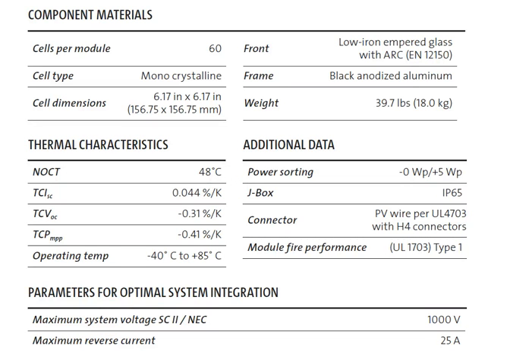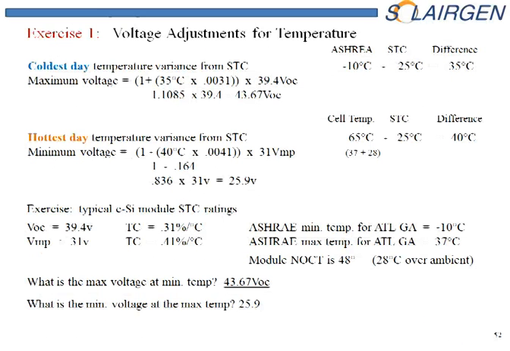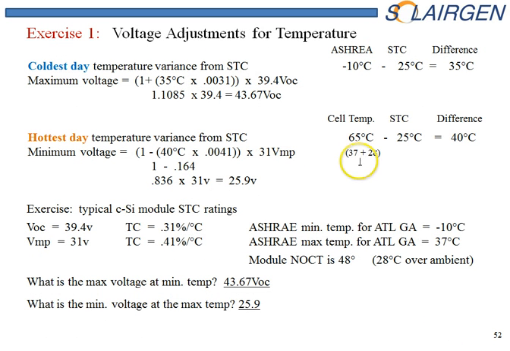So as you can see with the formula that we have, we've added 28 degrees to the 37 to give us a cell temperature of 65 degrees. So we take the difference between that temperature and the standard test condition, so that's what we're multiplying, and we end up with 40 degrees C.